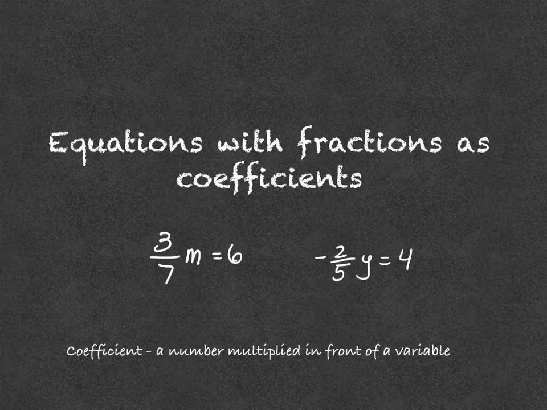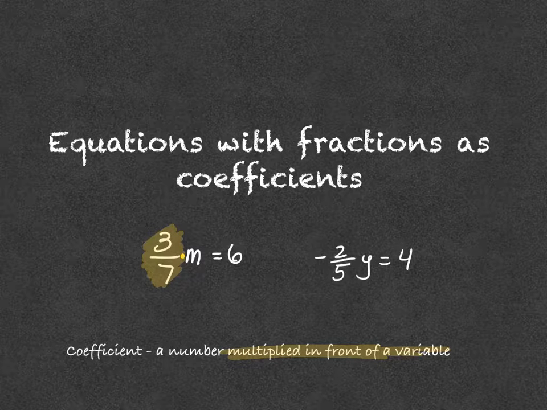So we're going to quickly review some equations that have fractions in them, and specifically when fractions are coefficients. Just recall that a fraction is a coefficient if it's multiplied in front of a variable. So for example, here 3/7 is in front of the letter m. They didn't write in that multiplication symbol, but that's what it means. Similar, like on this next example, -2/5 y. So we're not going to be dealing with adding or subtracting any fractions today, just multiplying them as a coefficient.